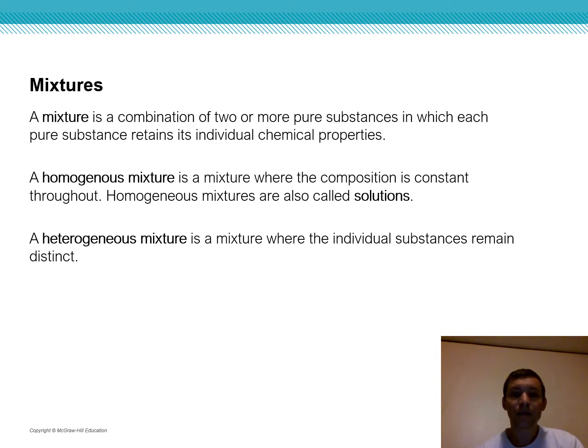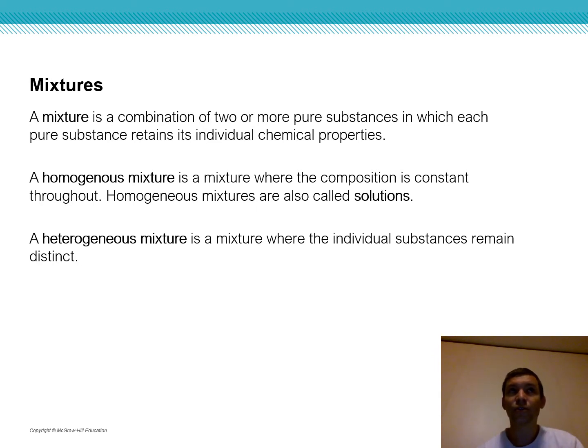And then we're on to homogeneous mixtures. So there's two classifications of mixtures, homogeneous and heterogeneous. The homogeneous mixture is a mixture when the composition is constant throughout, or I like to say evenly distributed. Homogeneous mixtures, all of them can be called solutions. Those two words can be synonymous with each other. So you think anything dissolved in anything.